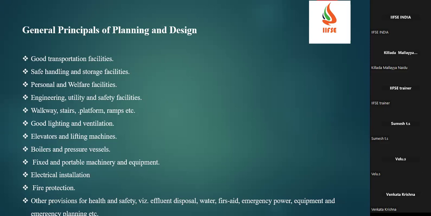Apart from all this, we have health and safety related emergency power supply, which we call emergency lighting. In case of a fire accident involving electricity, we immediately shut off the electricity. In such cases, we need a backup power supply to light up the emergency lights.